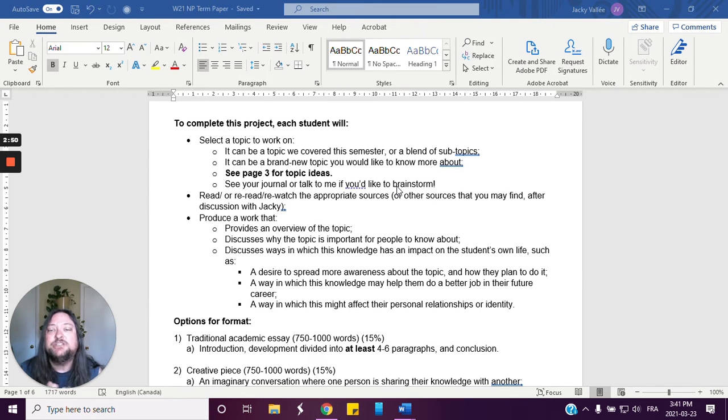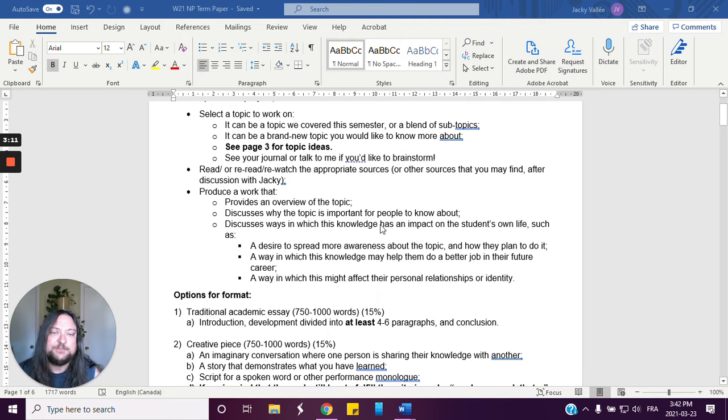So what you're going to do to learn more about this topic is you're going to read or reread, if you're dealing with things we've already looked at and you want to go in more depth. So read, watch, or reread, rewatch the appropriate sources, or other sources that you might find after you've talked to me. There's a watch missing there, I'll fix that. I'm always willing to meet with people to help figure out where to look.